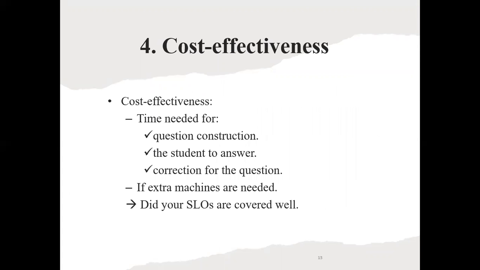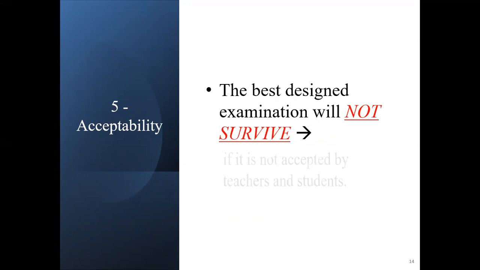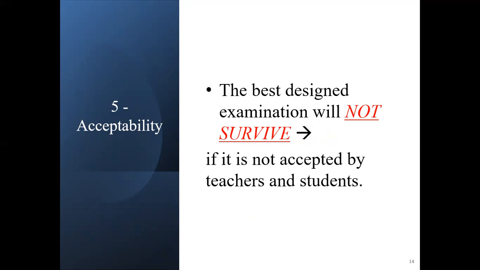Then number 4, cost effectiveness. Cost effectiveness means the time needed for question construction, for the student to answer, and for correction of the question. It should be an acceptable time, not a very long time. If extra machines are needed, did your SLOs get covered well? So the time needed for the faculty member to create a question should be acceptable. The time needed for the student to answer the question should be acceptable, and correction of the question should not need much time, to avoid exhaustion of the faculty members. Then the last item is acceptability. The best designed examination will not survive if it is not accepted by teachers and students.